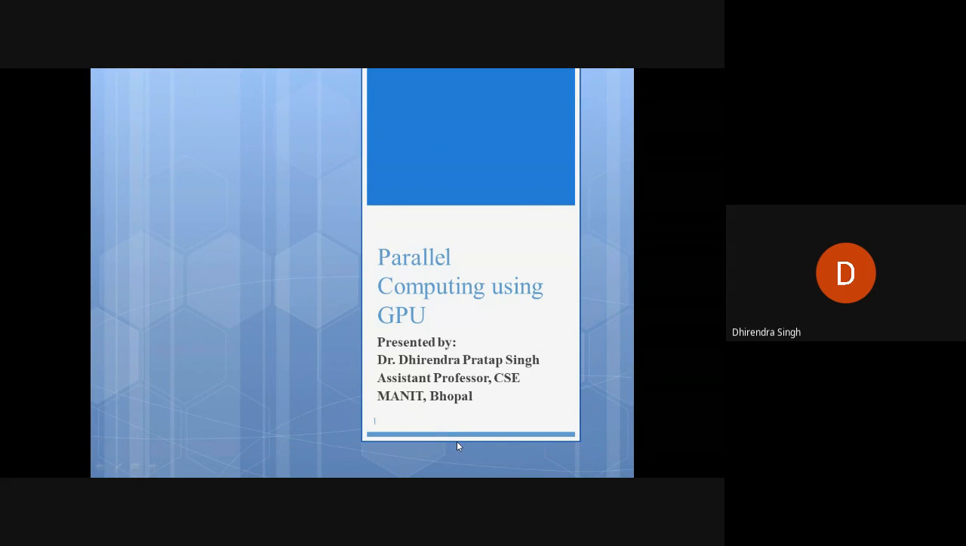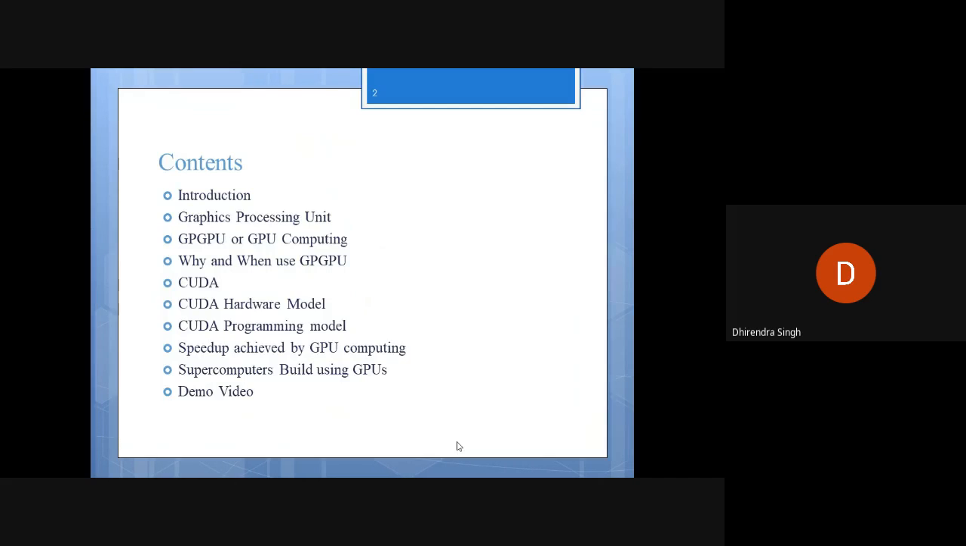So I'm going to talk about parallel computing using GPU, how we can use our graphics processing unit to perform parallel computing. This is the content which I'm going to present in this session: introduction, some of the basics, how we reached this GPU computing concept, and what are the things which are internally processed by the GPU, or the concepts used in GPU computing.